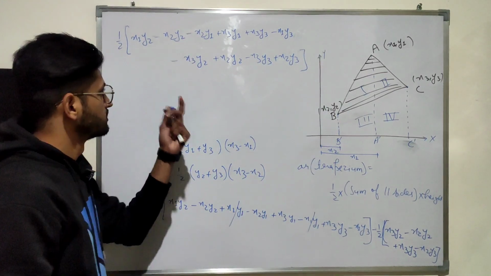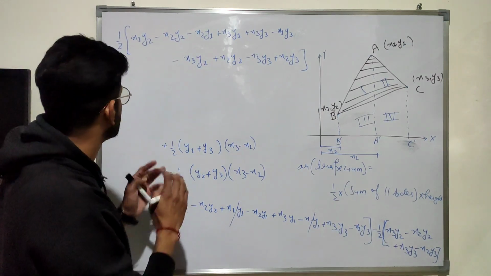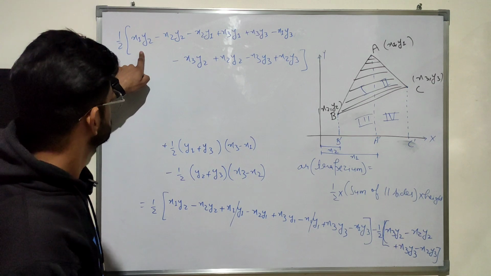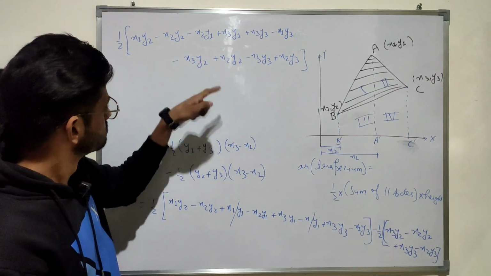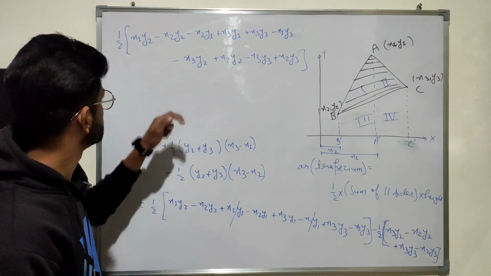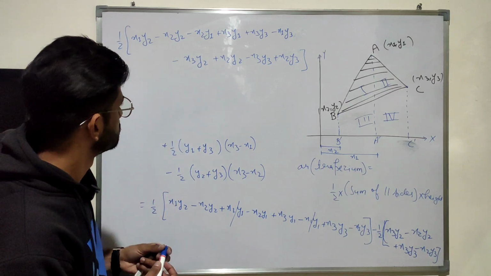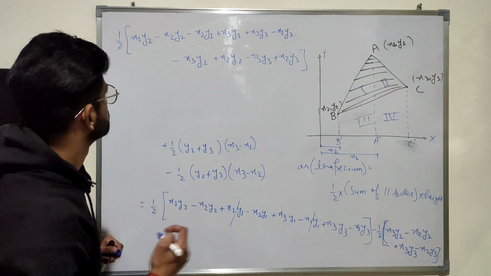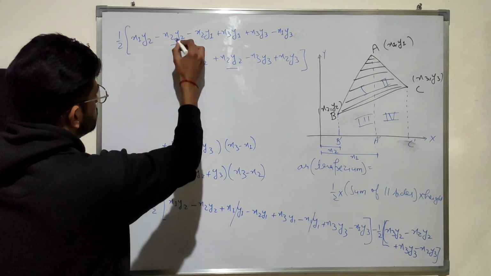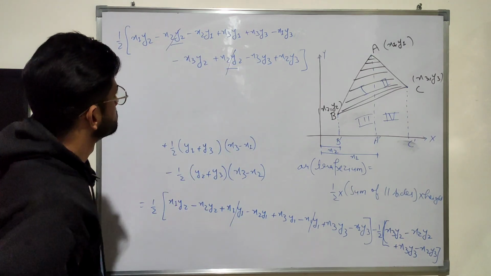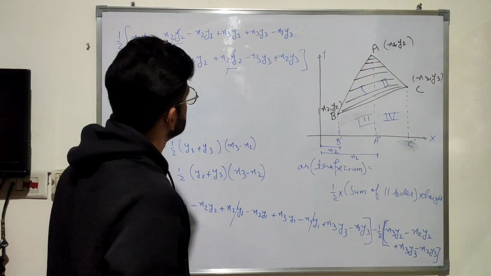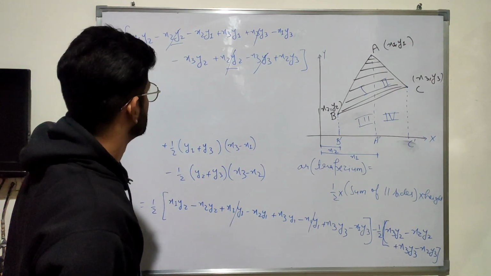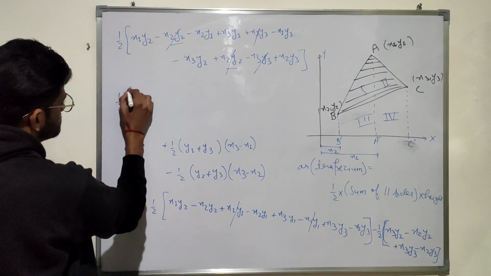So we got this one. Now we will see if some terms are getting cancelled out. x3y2 is not cancelled by anything. Here x2y2 and here also x2y2, so this will get cancelled out. Similarly, x3y3 with plus and minus will be cancelled out. We will simplify to the next level.